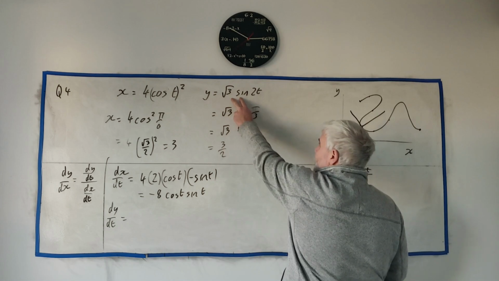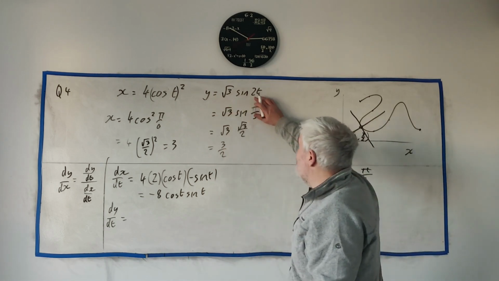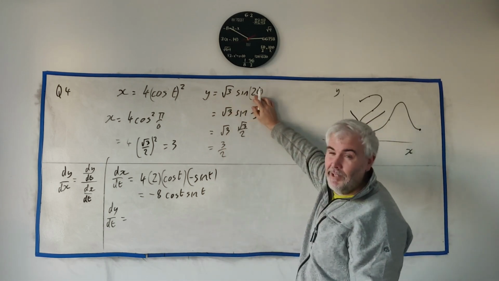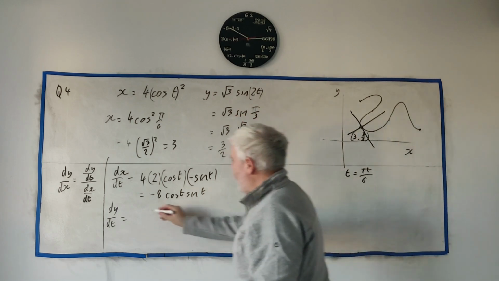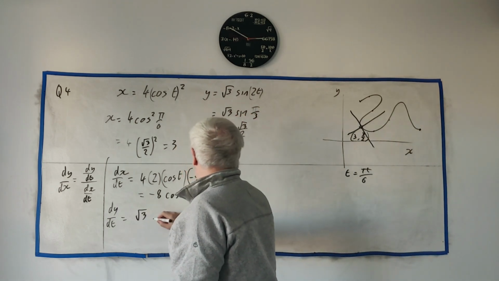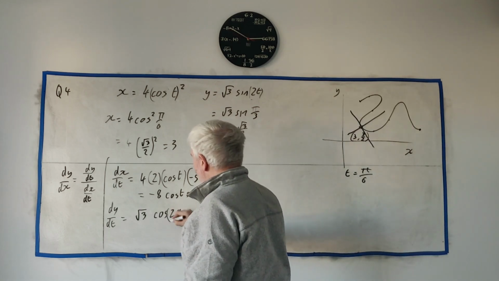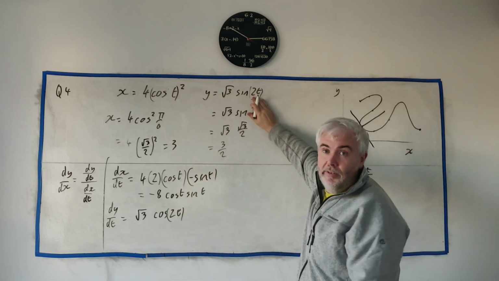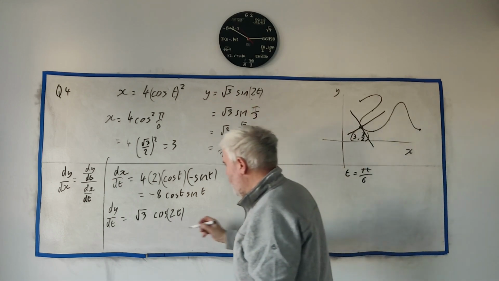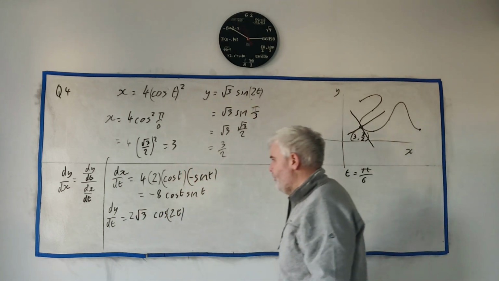And do something similar over here. We still need to use the chain rule because this is sort of complicated, not that complicated. So that'll become square root of 3. Derivative of sine is just cosine 2t, and then multiply by the derivative of what's in here, and that's just 2. So let's put that out front here.